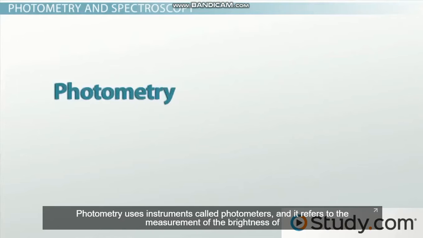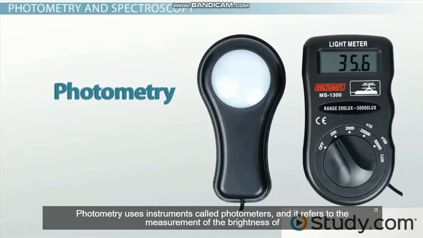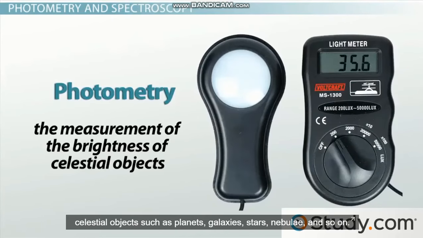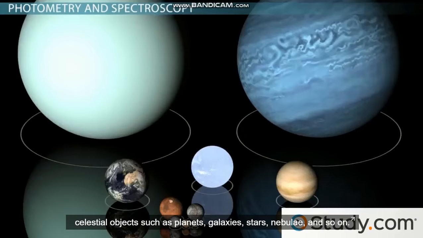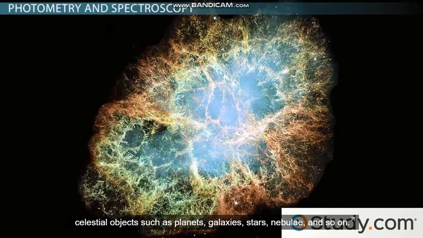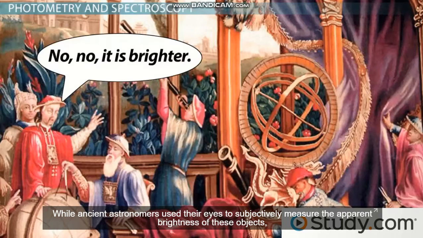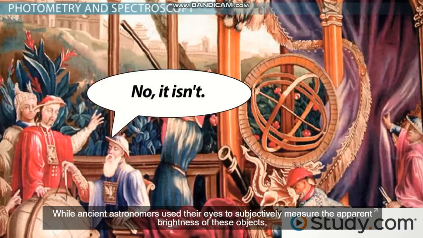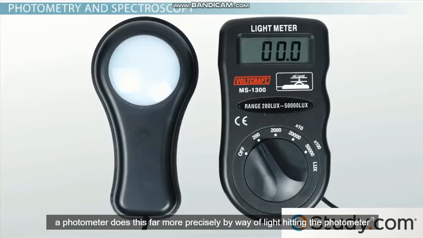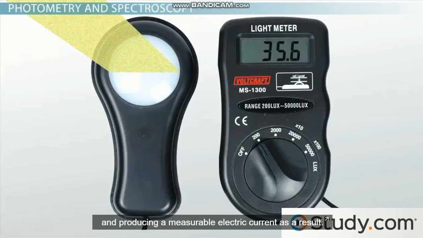Photometry uses instruments called photometers, and it refers to the measurement of the brightness of celestial objects, such as planets, galaxies, stars, nebulae, and so on. While ancient astronomers used their eyes to subjectively measure the apparent brightness of these objects, a photometer does this far more precisely by way of light hitting the photometer and producing a measurable electric current as a result.